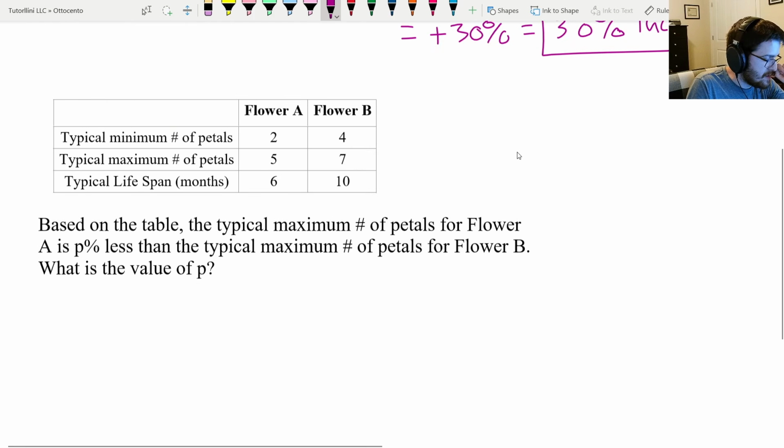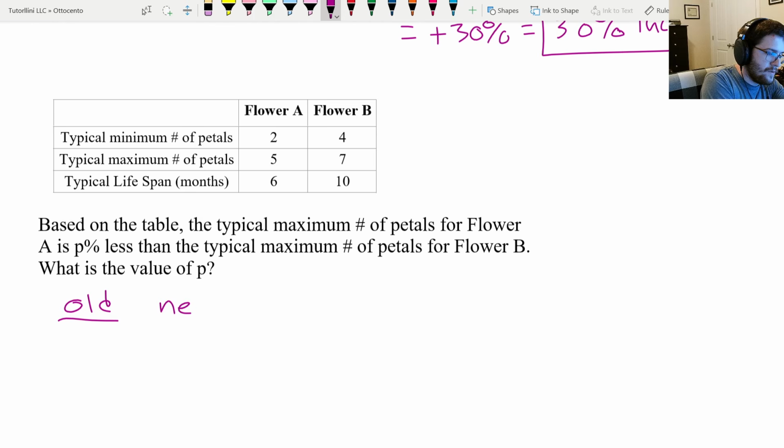So a lot of times they'll make these questions harder by putting it in like a graph or a table. So I made a little table here. Based on the table, the typical maximum number of petals for flower A is P% less. Okay, so let's make a little chart again. Old and new, and put a little arrow from old to new. And the typical maximum number of petals for flower A is P% less.